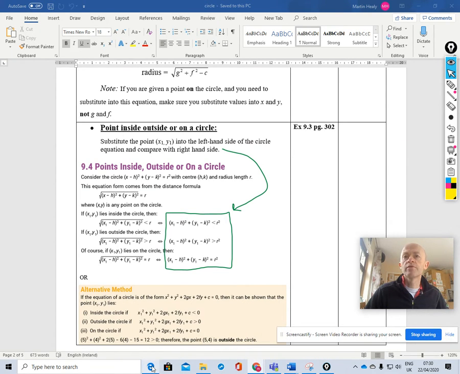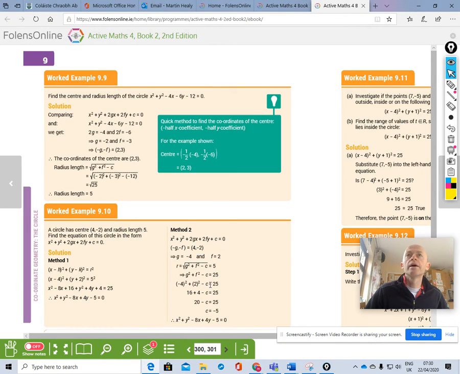Now, to refer back to your textbook here, on the previous page, it goes through where the formula might come from, if you want to have a look at that. All right, let's just get down to business here. So here's an equation of a circle given here. How do I calculate the center and the radius?